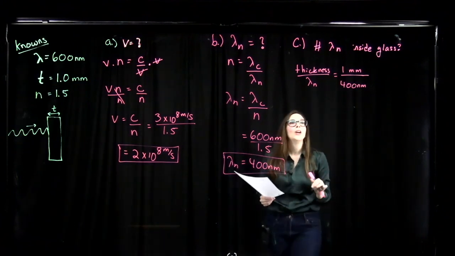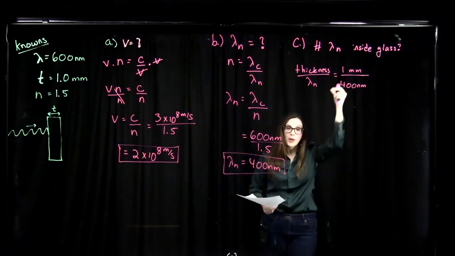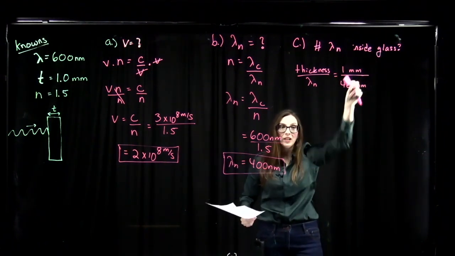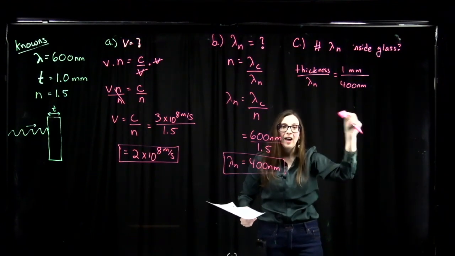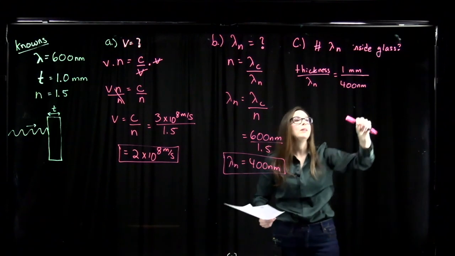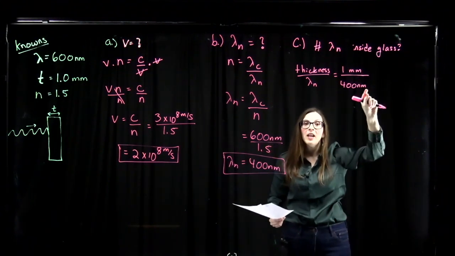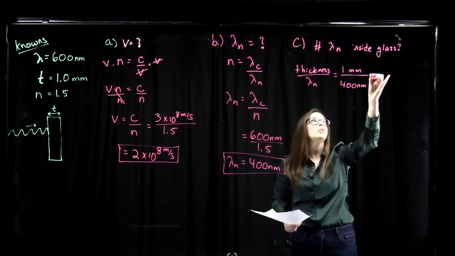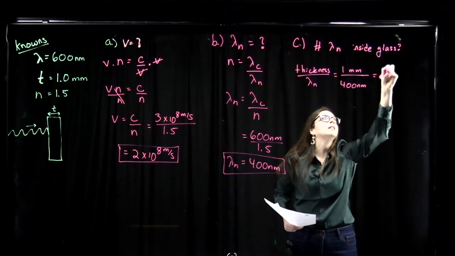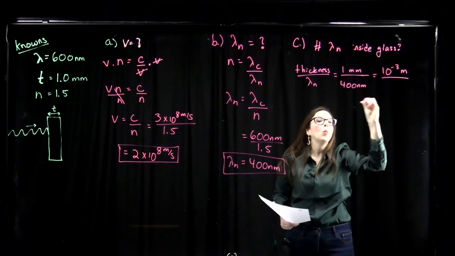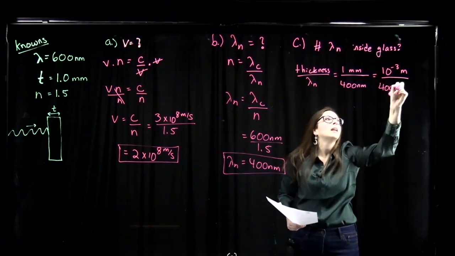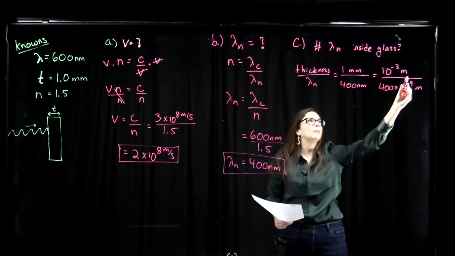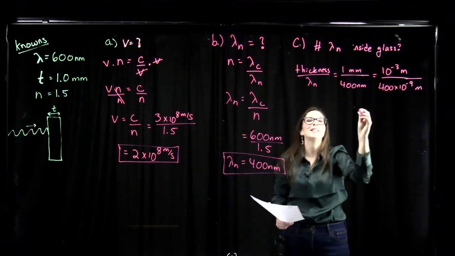Well, let's see. In order to get this number, we have to have the unit on the top be the same as the unit on the bottom. So we have to get these both into the same unit. How are we going to do that? Well, one thing we can do is convert millimeters over to meters and nanometers over to meters. 1 millimeter is 10 to the minus 3 meters. 1 nanometer is 10 to the minus 9 meters. So I can write it like this: 10 to the minus 3 meters divided by 400 times 10 to the minus 9 meters.